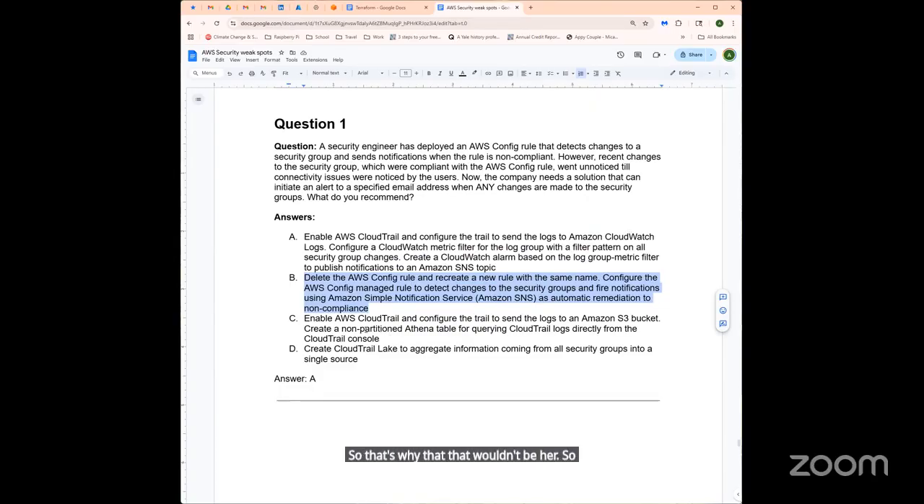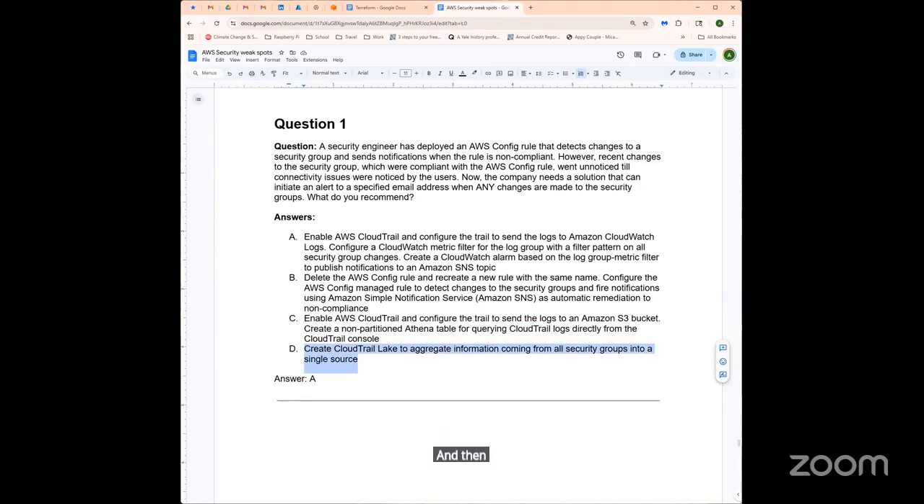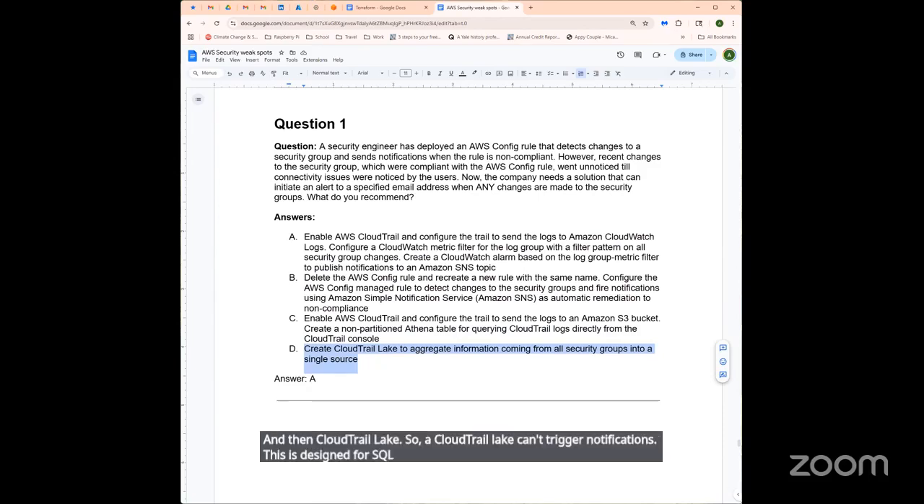Let's see. Athena tables. Non-partitioned Athena tables. So why is this incorrect? Athena cannot trigger notifications. And Athena is for querying, right? It's not for real-time alerting. So you can knock that off. And then CloudTrail Lake. CloudTrail Lake can't trigger notifications. This is designed for SQL analysis, not real-time monitoring.